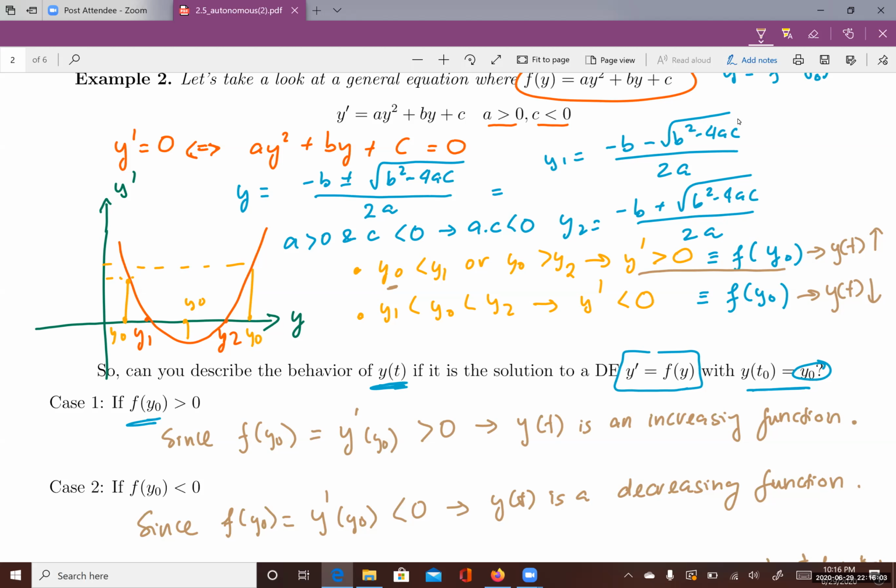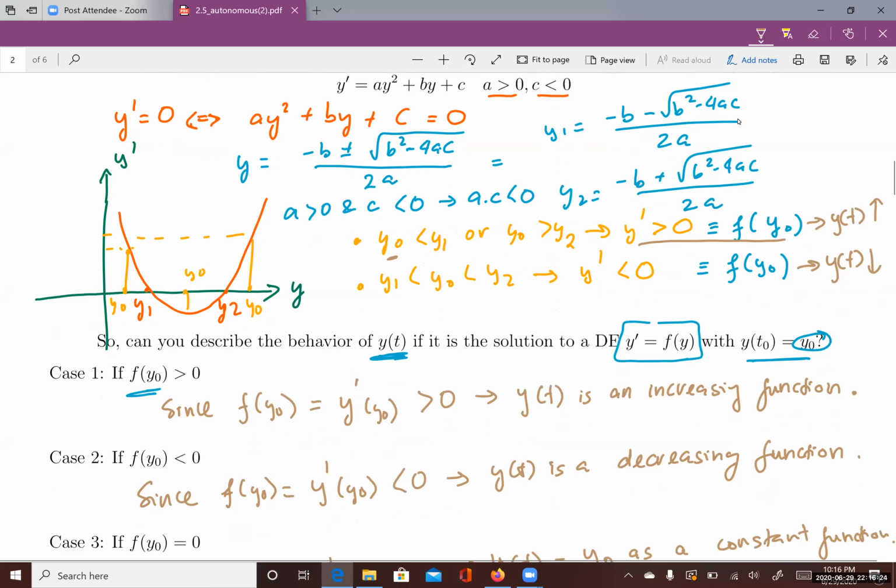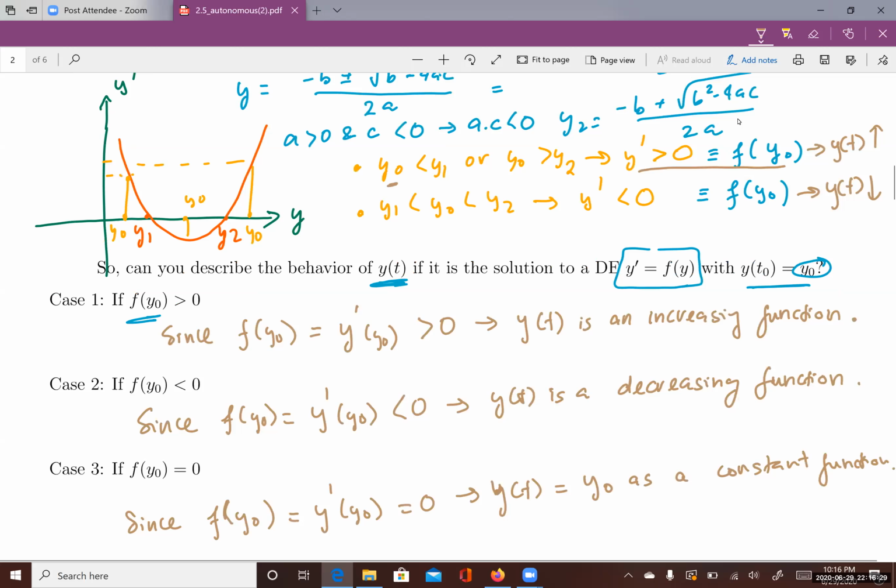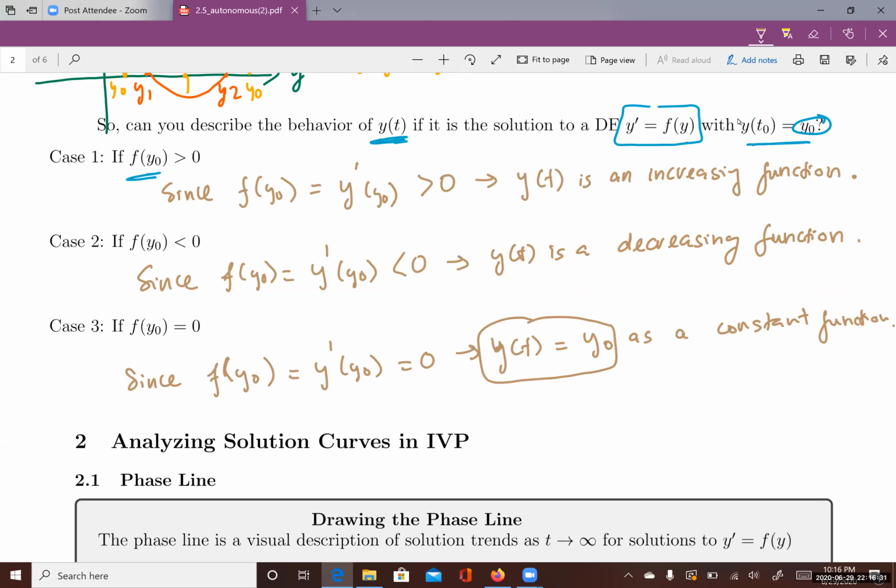Versus if y0 is in between y1 and y2, then in this case, y prime will be negative. And if y prime is negative, then the solution curve should be a decreasing function. And if you start at one of the equilibrium solutions, then the solution curve y of t will always equal the starting point y0, where f of y0 equals 0.